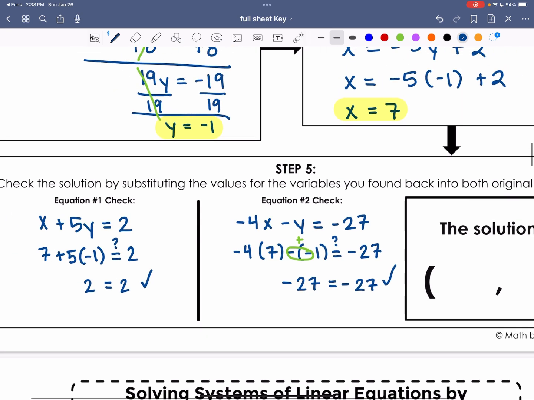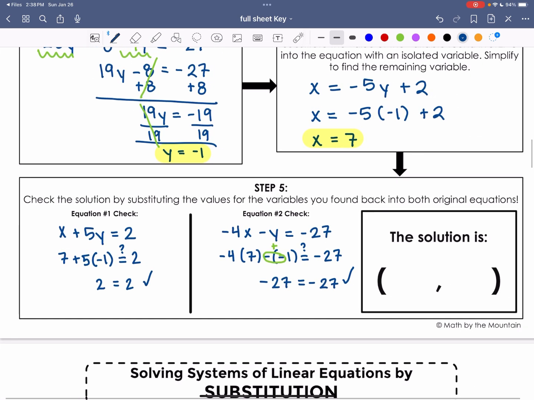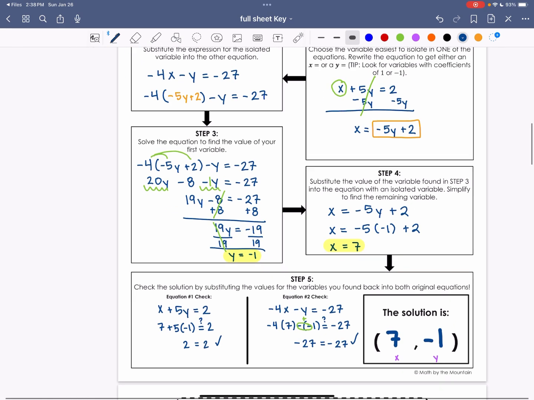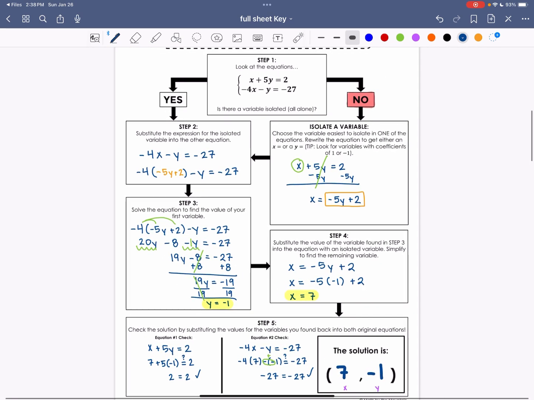One thing to be cautious of when we write our final answer is that you are not going to write negative 1 and then 7. While we did find negative 1 first, remember that we always write coordinate points as x, then followed by y. So your final answer will be 7, comma, negative 1. So this was our second example.